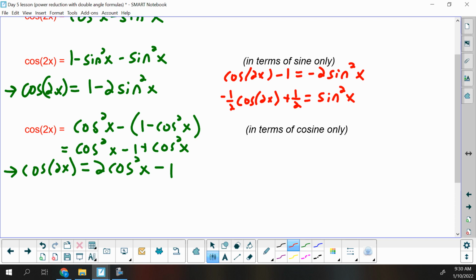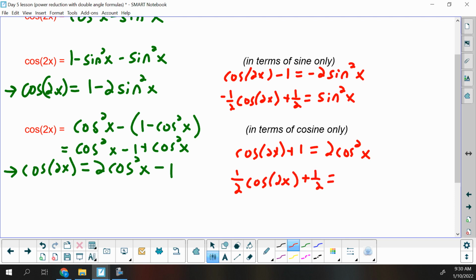So we can do a similar idea with the other one. We can start by adding the 1 over. So we'll have cos 2x plus 1 equals 2 cos squared x. If we divide everything by 2, we'll get 1/2 cos 2x plus 1/2 equals cos squared x. So that's our power reduction for cos squared.